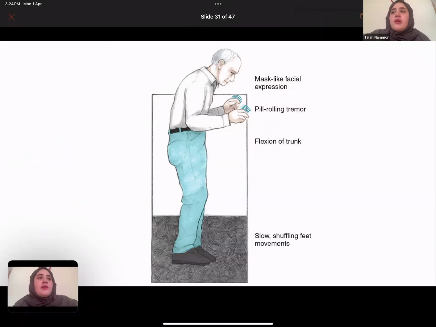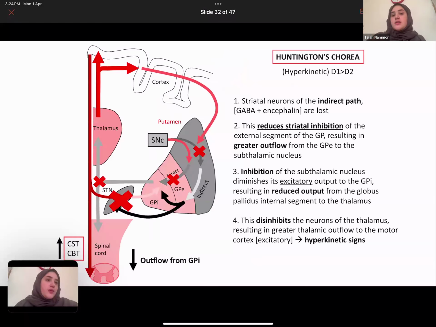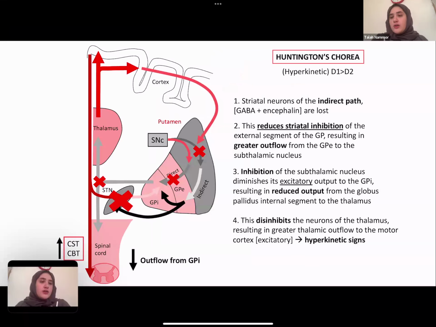I'm not saying they're going to be paralyzed, but it's going to be slow, and it's hard to show these emotions and so on. This is everything about Parkinson. If you guys have any questions, please tell me.